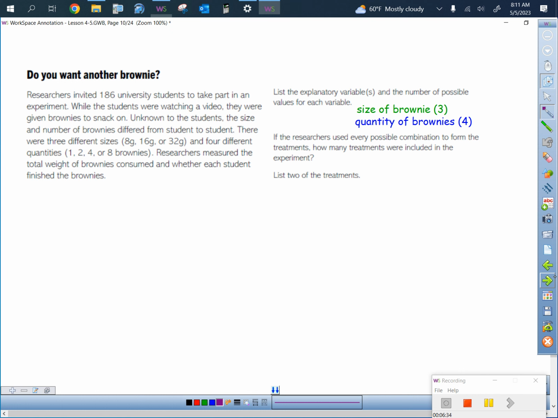So I'll put that, they say, and also list the possible values. So the size of the brownie was one variable that they had in there. It's like, okay, what size brownie did they give them? And the other one was how many brownies they gave them. That's the quantity of the brownies.